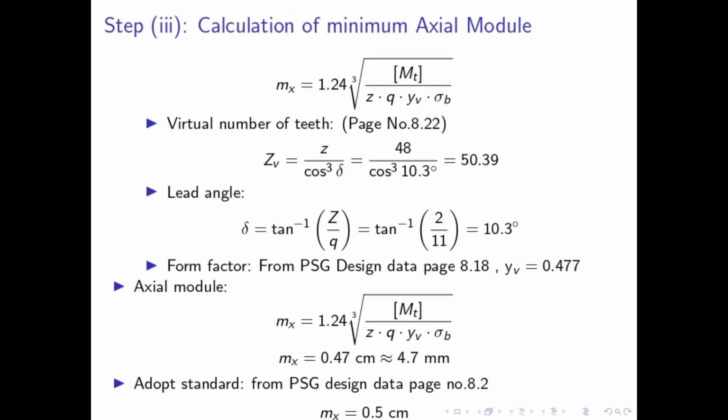How is delta calculated? Tan delta equal to Z by q. It is given in the page number 8.44, right hand side. So tan delta equal to Z by q, Z equal to here capital Z, number of starts, equal to 2 by q equal to 11. So 2 by 11 equal to tan delta. From this, delta can be arrived as tan inverse of 2 by 11 equal to 10.3. So if we substitute, we will get ZV, virtual number of teeth, equal to 48 by cos cube 10.3, that will be equal to 50.39.